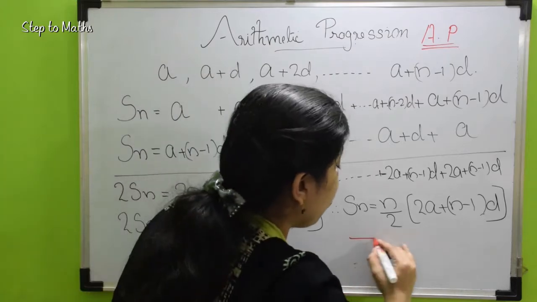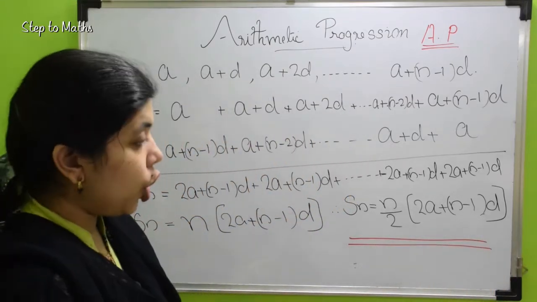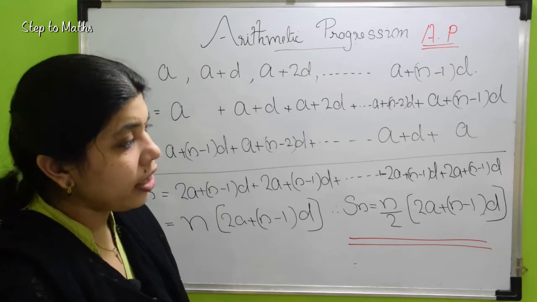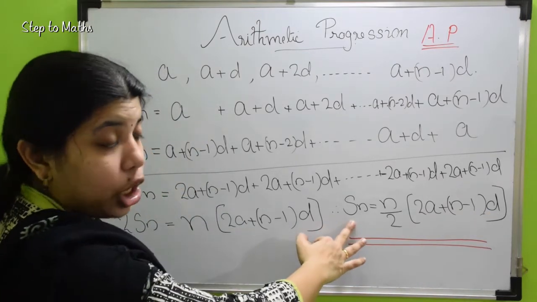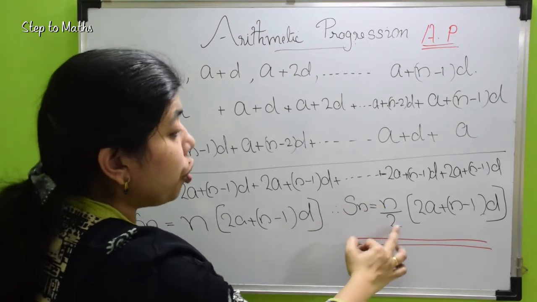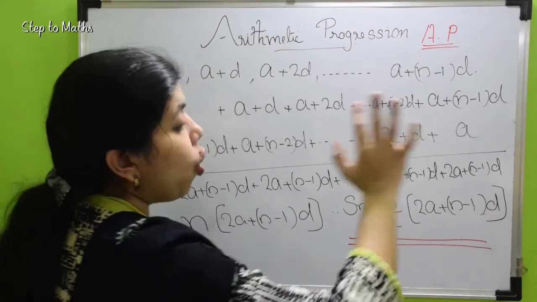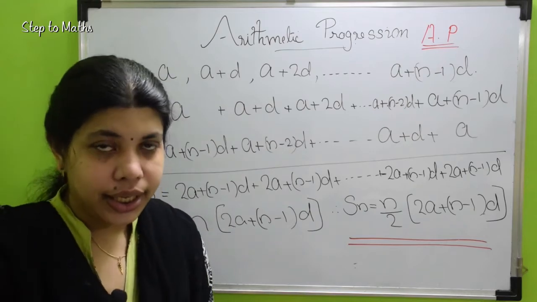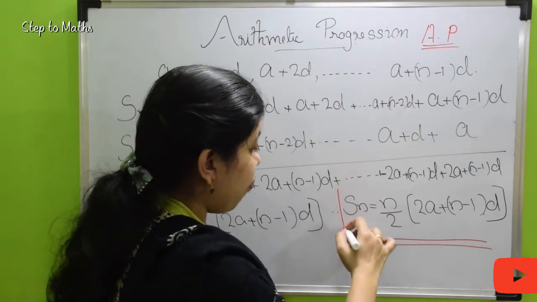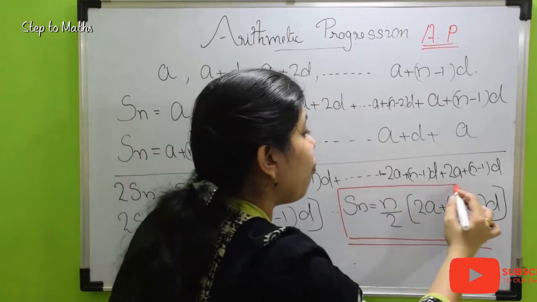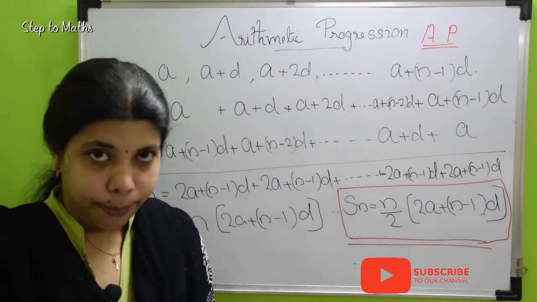The sum of the first n terms of an AP with first term a and common difference d is Sn equal to n upon 2 into 2a plus n minus 1 into d. This is the formula for the sum of the first n terms of an AP.